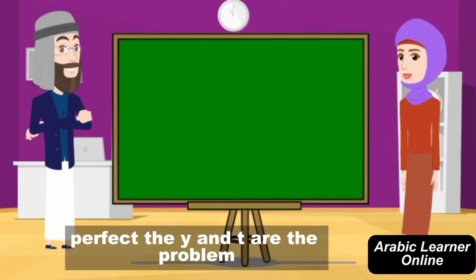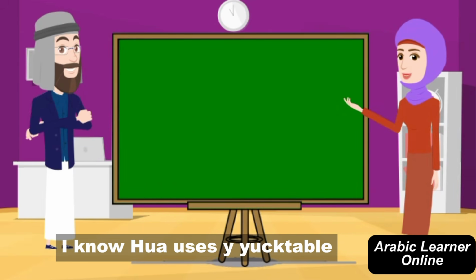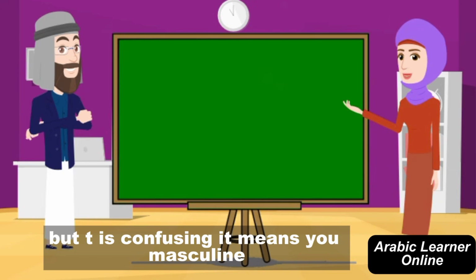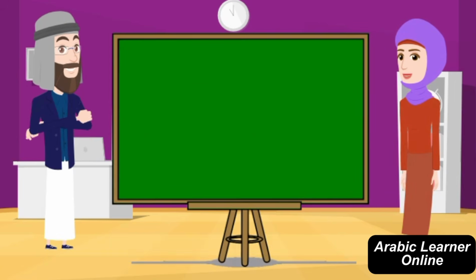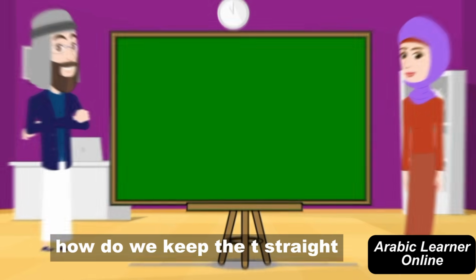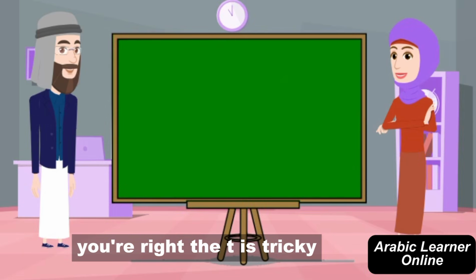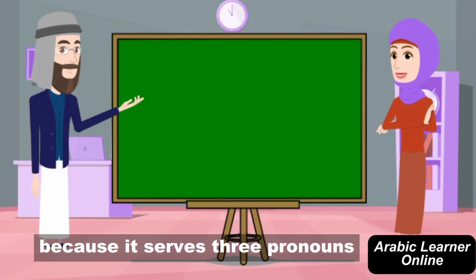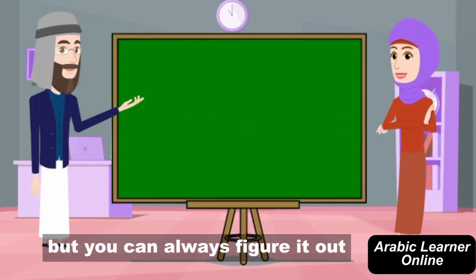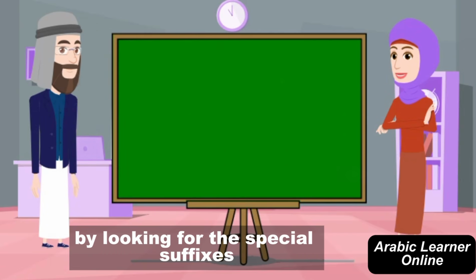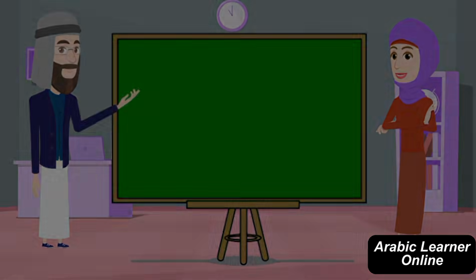Perfect. The ya and ta are the problem. I know huwa uses ya, yaktubu, but ta is confusing. It means you masculine, she, and you dual. How do we keep the ta straight? You're right. The ta is tricky because it serves 3 pronouns that don't have special suffixes, but you can always figure it out by looking for the special suffixes on other pronouns.